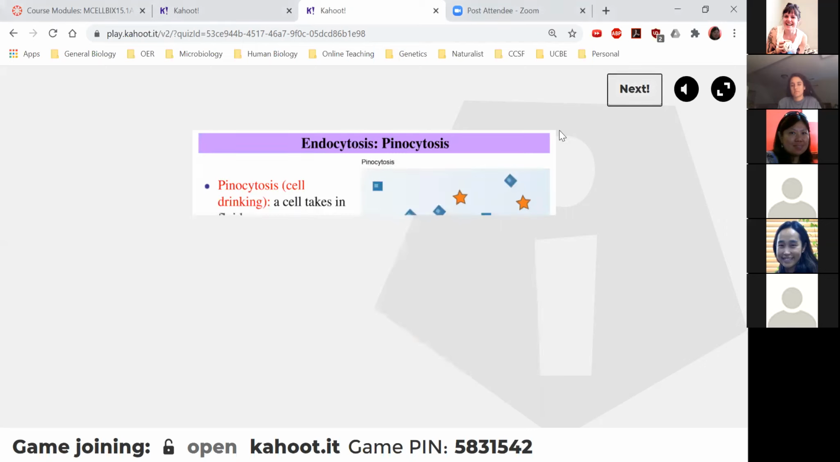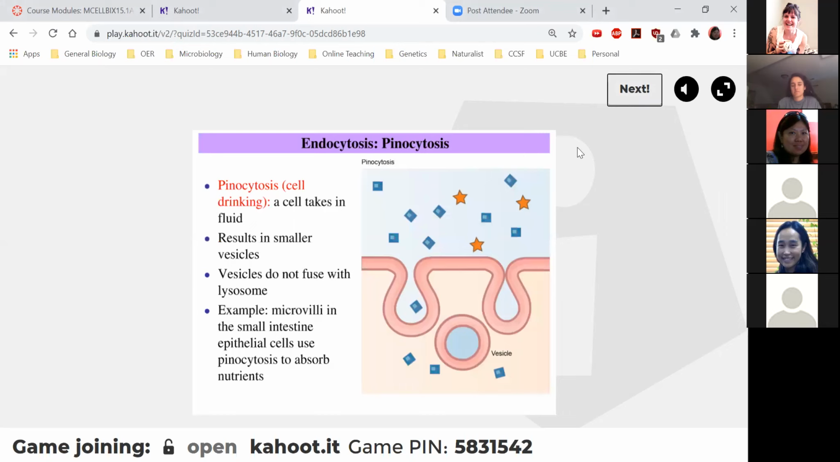And another form of endocytosis is pinocytosis. Pinocytosis literally means cell drinking, and instead of taking in a large whole cell or large solid molecules, the cell is taking in fluid. It's a little bit different because it also forms vesicles, but these vesicles are smaller. And these vesicles don't really fuse with lysosomes because they just contain fluid, so they might be used in other ways.